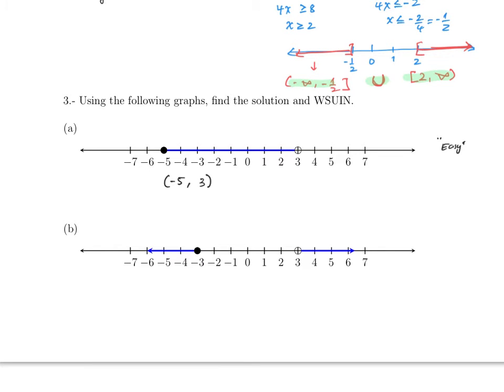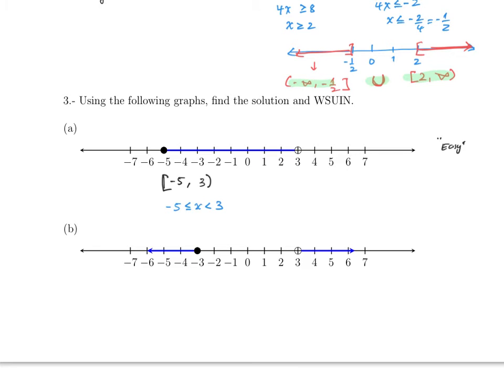So in interval notation it is minus 5, comma, 3. Actually, this is the one that is parenthesis, and this one should be a bracket. So it should be like this. Now, if you write it as an inequality, this is minus 5 less than or equal to x less than 3. This is exactly the same thing, just in 3 different formats.